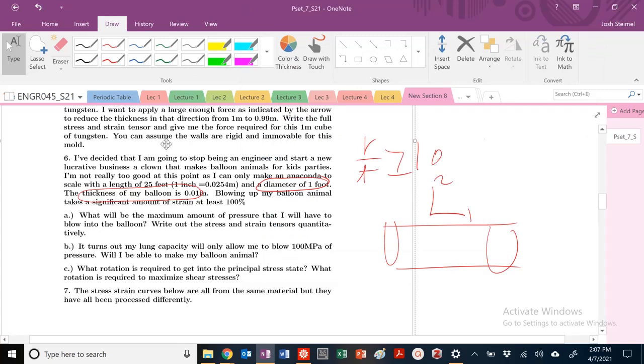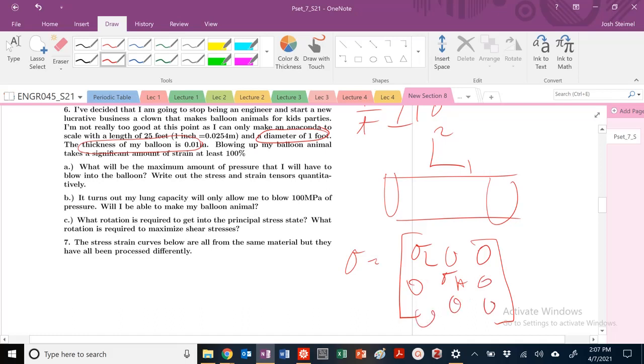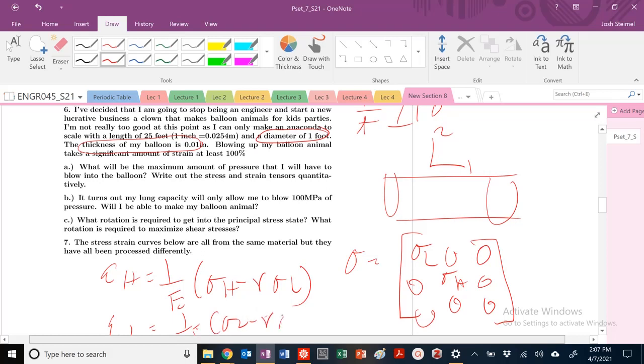So we're good. So once we have the thin wall pressure vessel, we know that my stress tensor, the way that I've set up this equation, is going to be my longitudinal here, my hoop here, everything else is 0. And I look at my strain, so I know I'm going to have hoop strain, which is going to be 1 over E times sigma H minus nu sigma L. I'm going to have longitudinal strain, which is 1 over E times sigma L minus nu sigma H. And I know that my sigma H is equal to delta P R over T, and that my sigma L is equal to sigma H over 2.